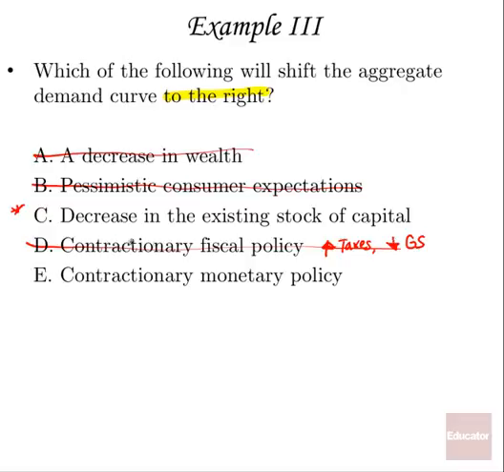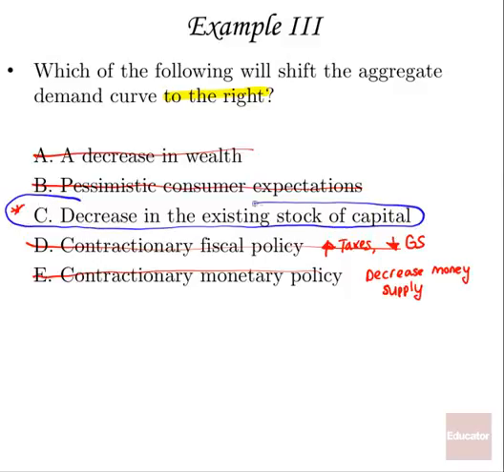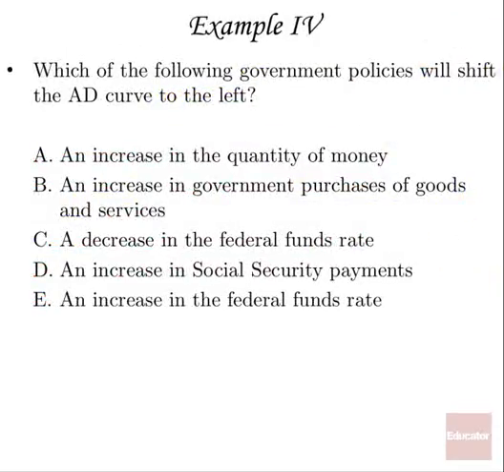What about contractionary monetary policy? Now, if contractionary fiscal policy is not popular, monetary policy is probably not going to be popular as well, and that would be decrease the money supply. And if you decrease the money supply, then you're going to shift the aggregate demand curve to the left, so that's no good right here. So the correct answer here, what will shift the aggregate demand curve to the right through the process of elimination, is a decrease in the existing stock of capital, because that's going to bode well for future investment.